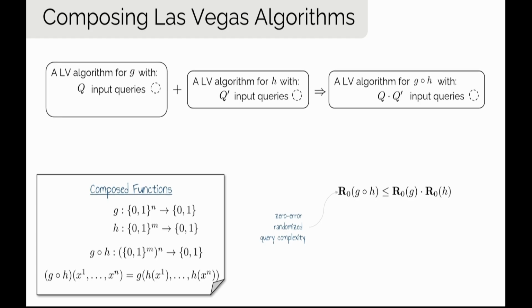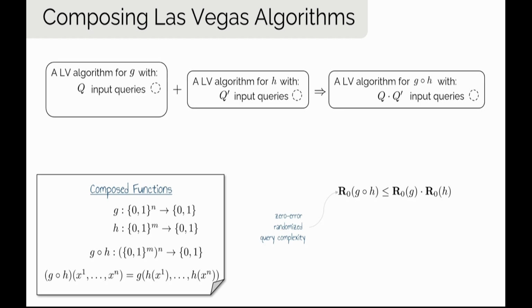In query complexity, we only care about queries to the input. We don't care about other operations. And you have a Las Vegas algorithm for H with Q prime queries to its input. You could turn this into a Las Vegas algorithm for the composed function with Q times Q prime queries to the input. That's because you're going to replace every query where G asks for, like, what's the ith bit of my input by a call to H.